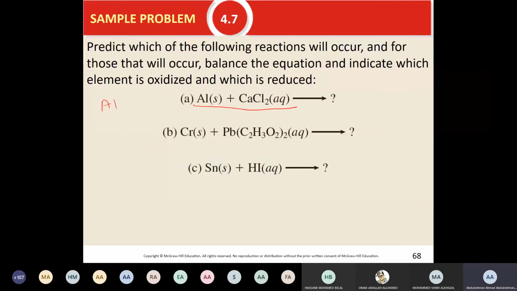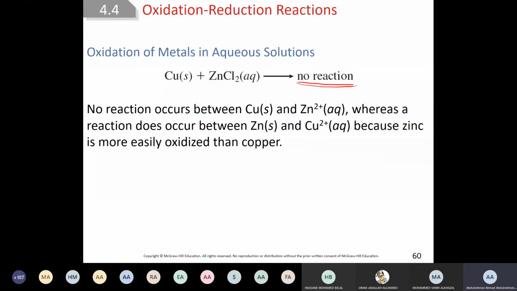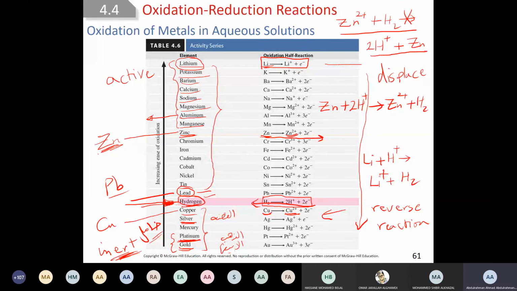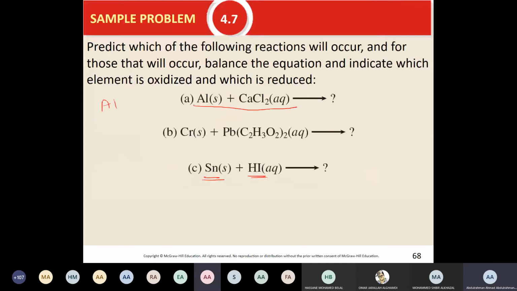Let's do C better. Stannous and hydrogen. Let's go to the periodic table and we'll find where stannous is. This is tin. Which one is higher, tin or hydrogen? Tin. Let's write the oxidation for tin. Sn goes to Sn2 plus plus 2 electrons. Is this oxidation or reduction? Oxidation.